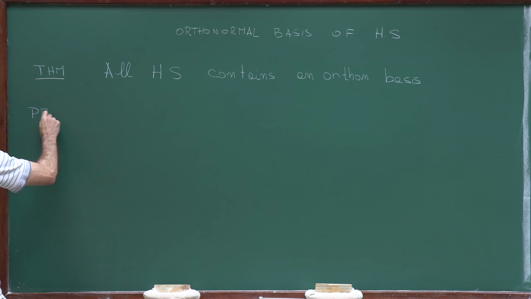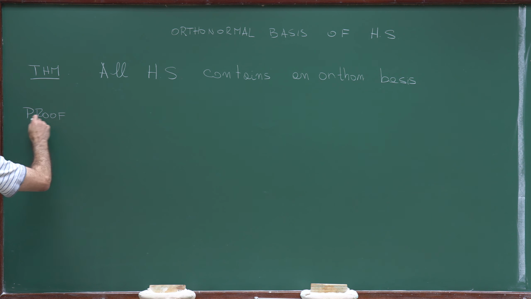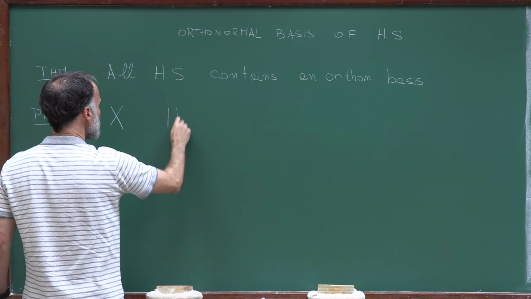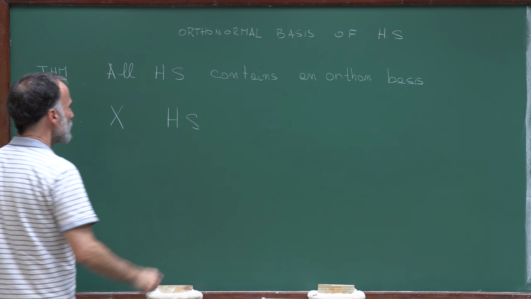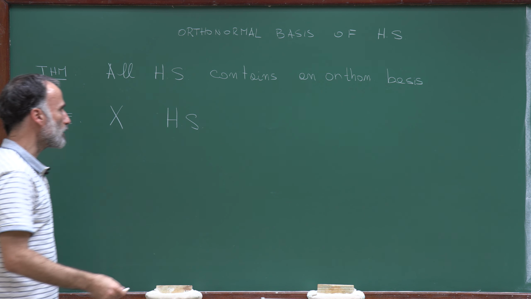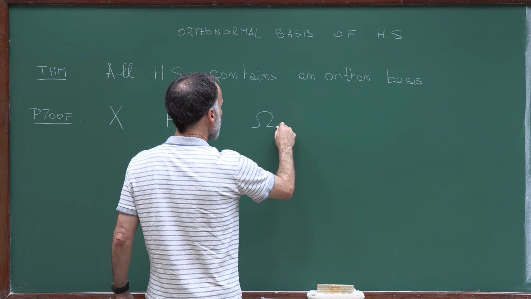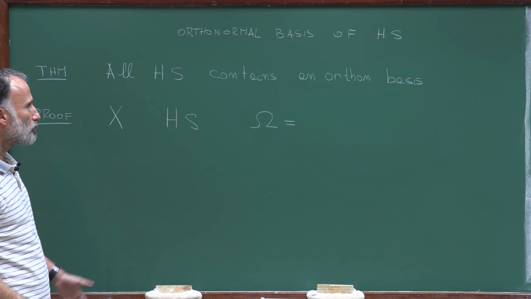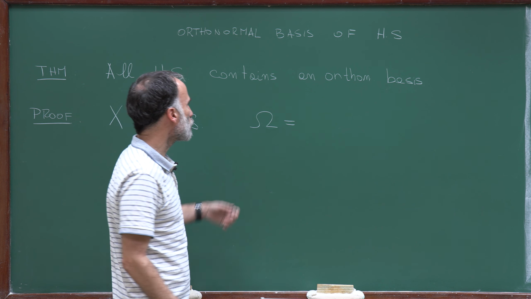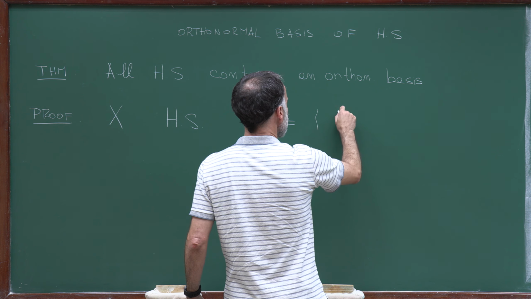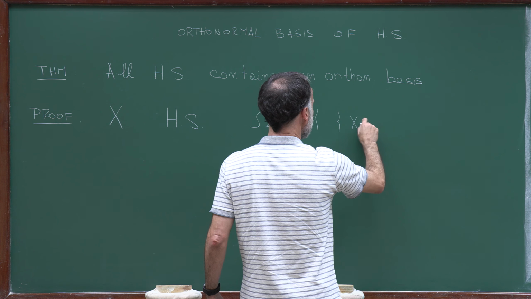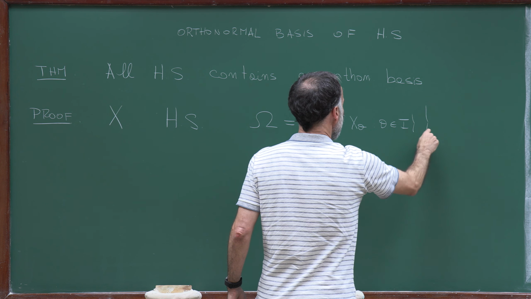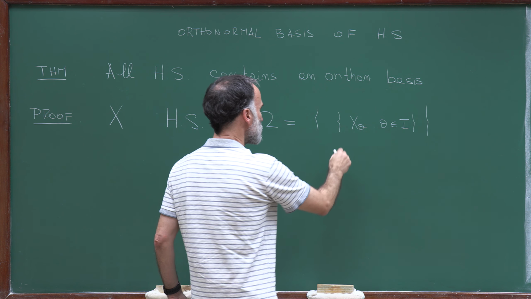And the proof is based on Zorn's lemma. So we have here X, a Hilbert space. And now we will define a new set, which I will call omega. And the elements of omega are orthonormal sets. So these are x theta, theta in I, and these are orthonormal sets.